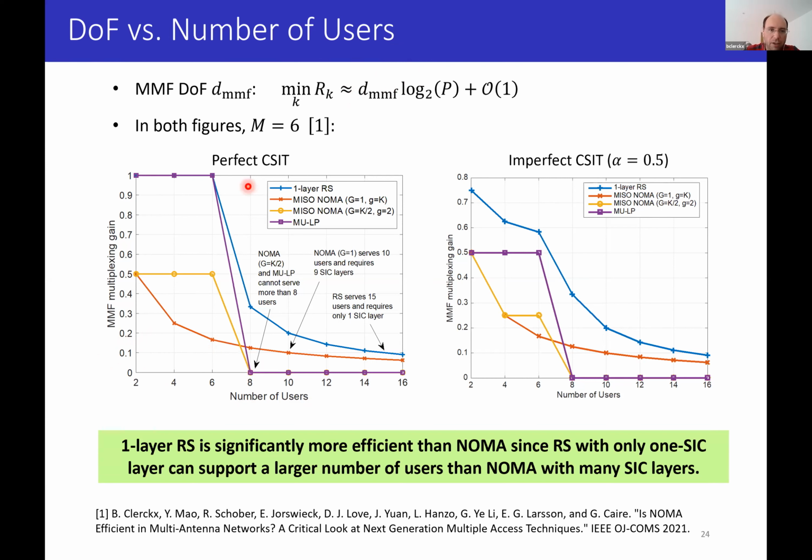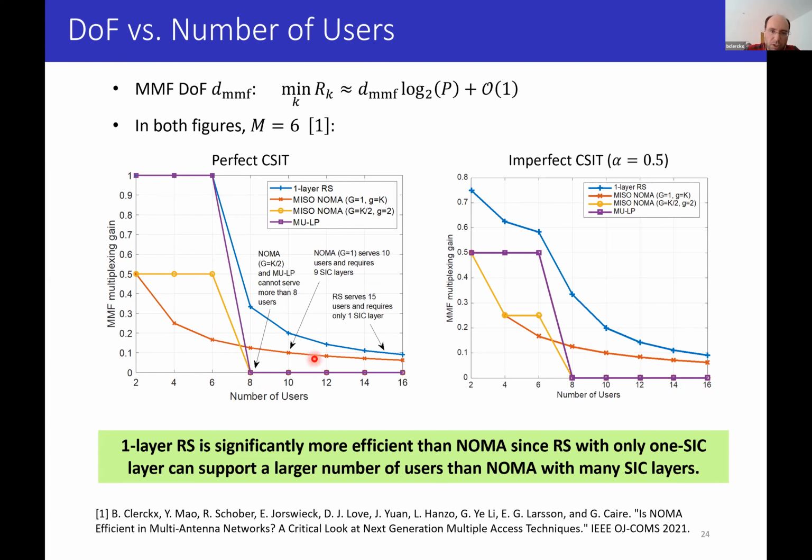We see that if you use NOMA here in yellow or SDMA here in purple, essentially, once you have a number of users that is larger than 6, then the DOF drops. So for instance, I'm not able to serve 8 users. My max-min fair DOF would be equal to 0. So if I want to maintain 0.1 of max-min fair DOF, I would have to serve maybe 6 users or less with these NOMA schemes and these SDMA schemes.